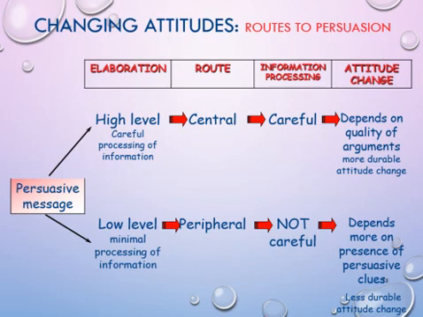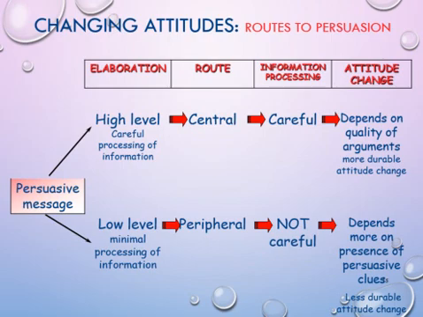Imagine a politician who depends on marching bands, waving, celebrity endorsement, emotional slogans, "We're going to save the country." What route is he following? No logic, remember? Impression, a lot of impression, a lot of emotion, let's save the country. This is a peripheral route.